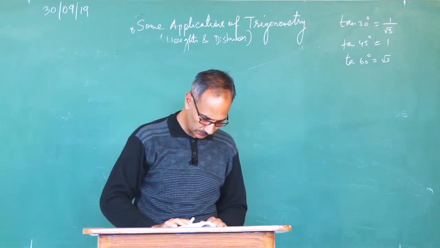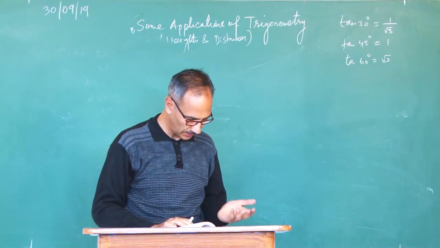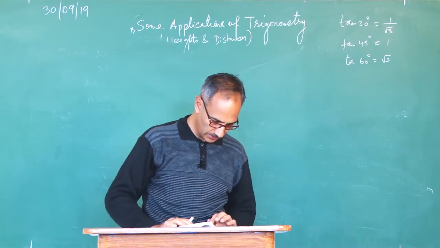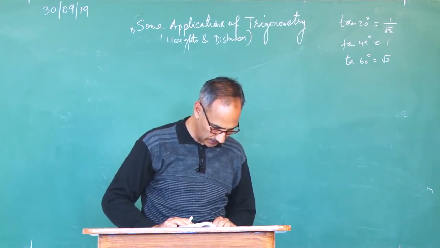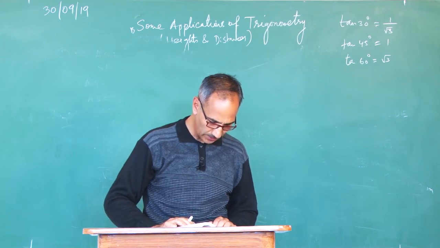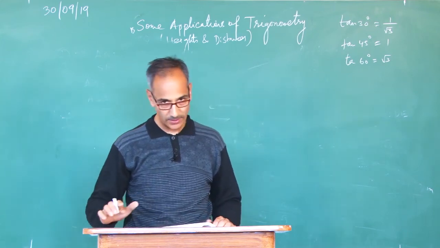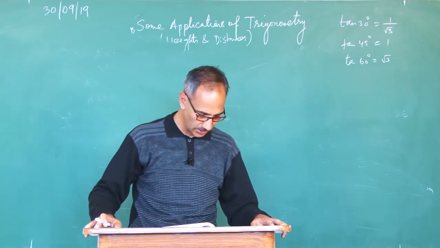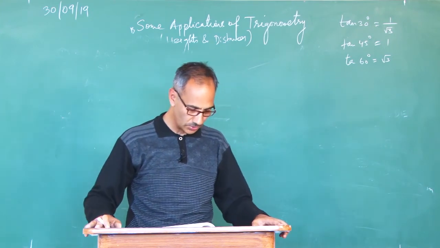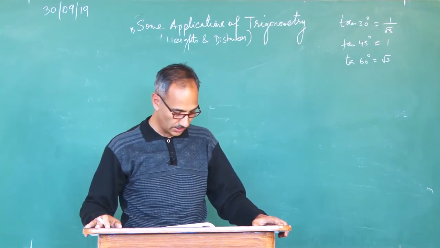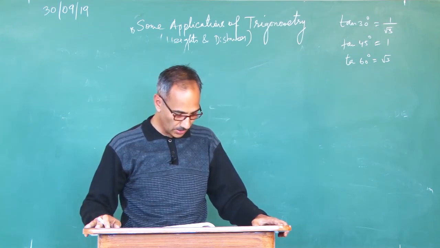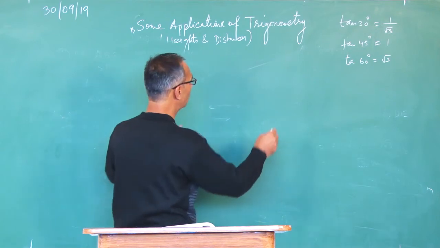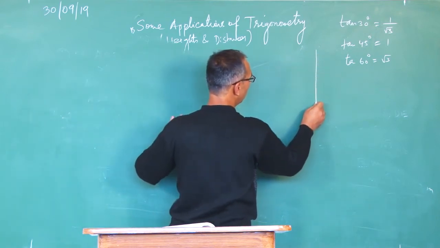One more sum wherein you have again angle of elevation, but something different. Different in the sense that you have a pedestal. On top of that you have a statue whose height is 1.6 meter tall. Okay. So what we'll do, we'll draw this being the statue.